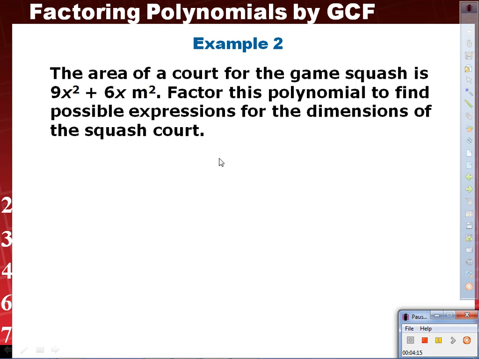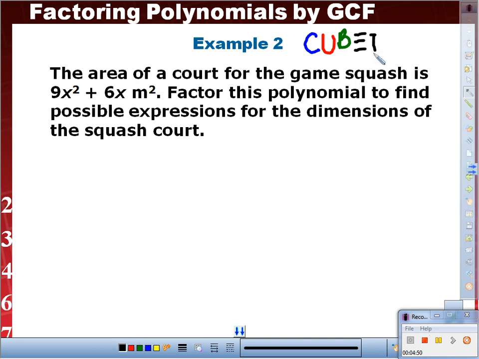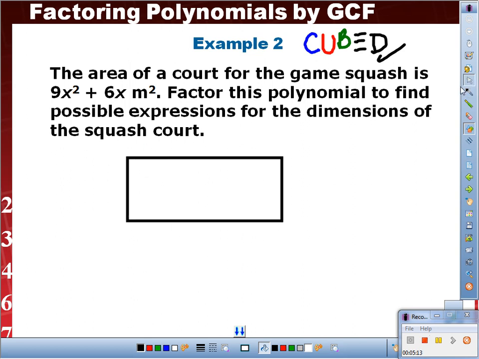All right, so if we were to CUBES this problem, don't write this down, I'm just going to write the acronym. So to CUBES this, let's start from the last one, which is drawing a table or diagram. Now for this one, look at it. The area of the court of the game of squash. What do you think the court of a game of squash looks like? Like a tennis court, so there we sketch a rectangle. Sketch a rectangle, please.